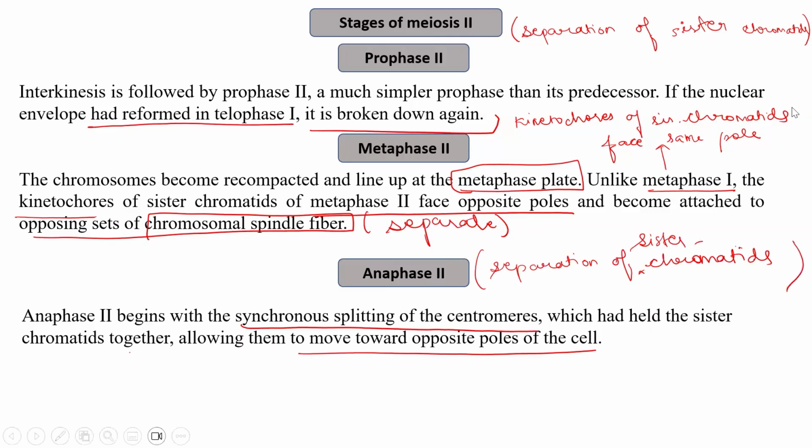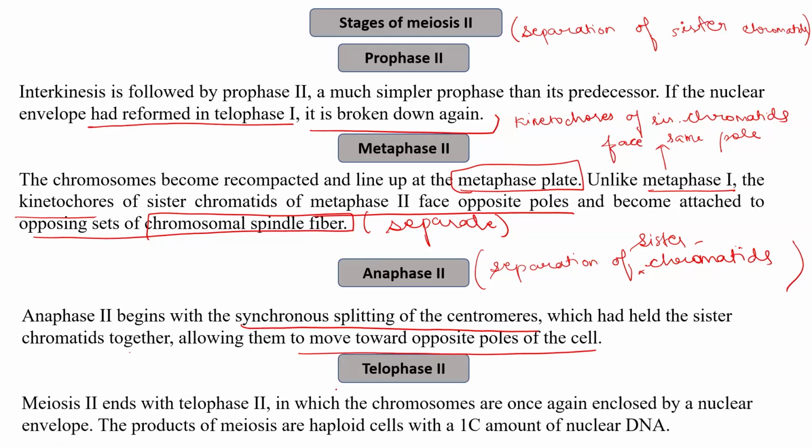So in this anaphase 2, which is similar to the anaphase of mitosis, the separation of sister chromatids happens and both the sister chromatids move towards the opposite poles of the cell. So meiosis 2 ends with telophase 2, in which the chromosomes are once again enclosed. As I mentioned, now there will be no term like chromatids. Now they will be called chromosomes. These chromosomes are once again enclosed by a nuclear envelope, and the products of meiosis are now haploid cells with 1C amount of nuclear DNA. So they have half the nuclear DNA.